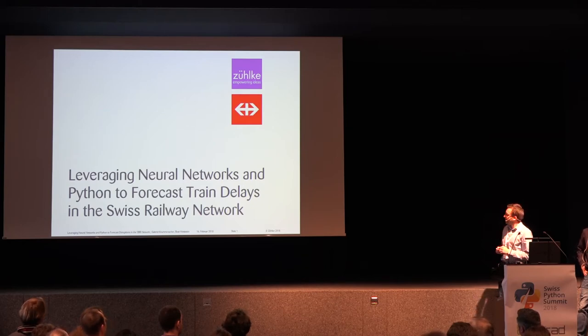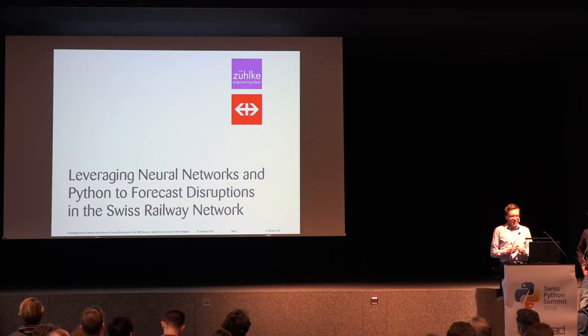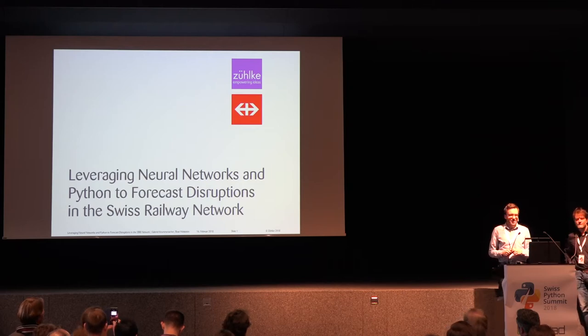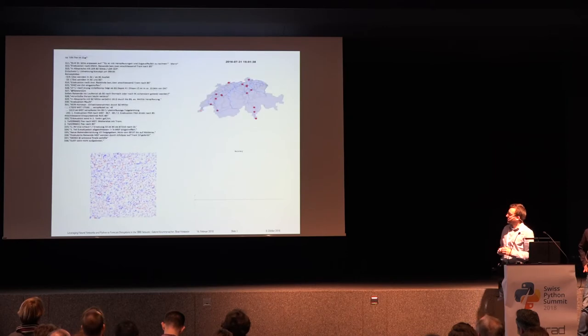We promised to talk about leveraging neural networks in Python to forecast train delays in the SBB network. We slightly changed the topic to leveraging neural networks in Python to forecast disruptions in the Swiss railway network. This is still the first stage to predict delays. But Beat is going to briefly talk to you about what disruptions are and what they mean and why they're important. But first, let's start with a video.